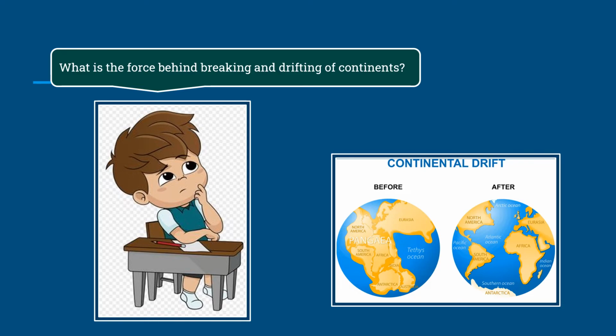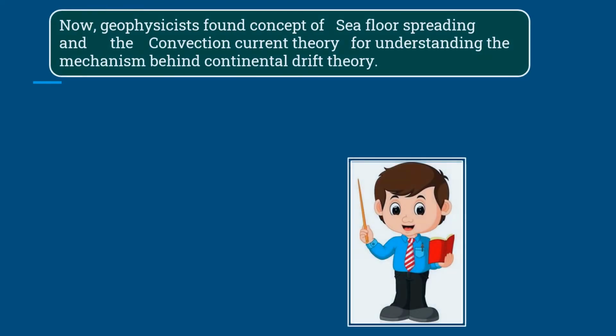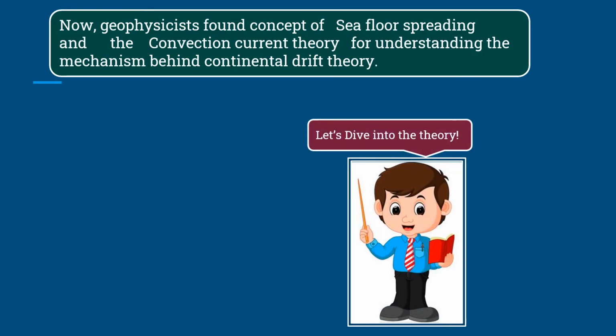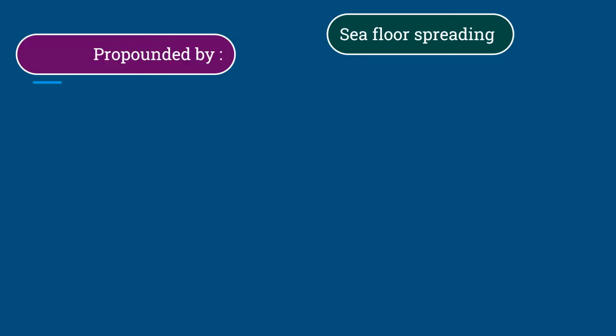So now, to know about the force working behind this, geophysicists worked on it. They proposed two concepts. The first concept is seafloor spreading, and the second is the convection current theory. These helped us find out the answer to what was already said by Alfred Wegener in his theory. So now, moving into these theories, seafloor spreading first.